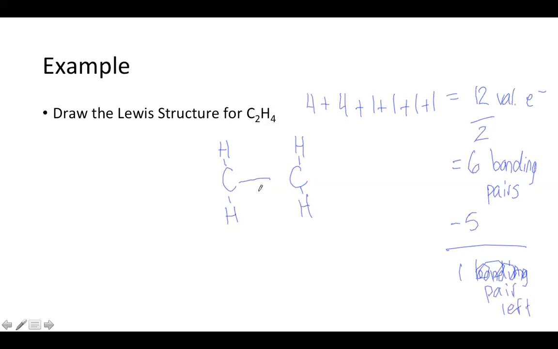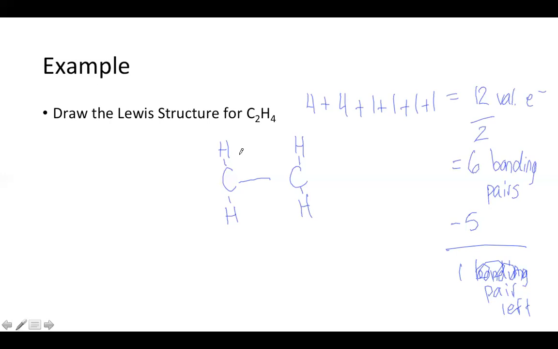All right, so typically we take that leftover pair and place it on an outer one to satisfy their octets. But in this case we have hydrogen, so it just wants to do it. If we look at this top left hydrogen, right now it has 2 electrons being shared with it, so it is satisfied. Same thing with this bottom left hydrogen and the top right hydrogen and the bottom right hydrogen. So all of the hydrogens are satisfied.